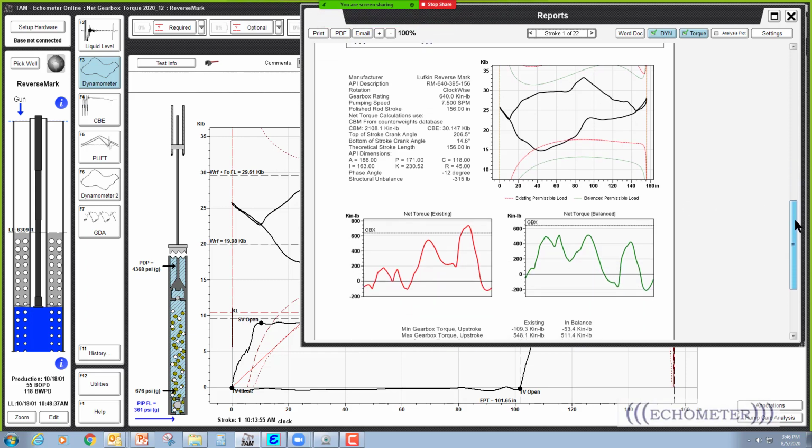Now, what you want to notice is that when I talk about the conventional pumping unit, you have two peaks and two valleys. Well, a reverse mark is different. Look, it's got a valley here, a valley there, a valley there, and it really depends on the geometry. So for the reverse mark unit, let me pull this slide over here just for a second.